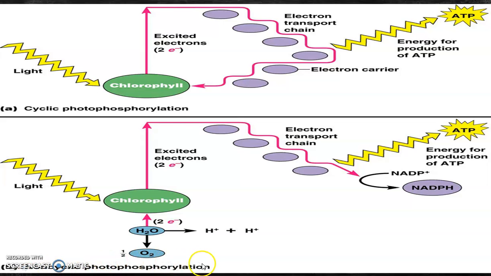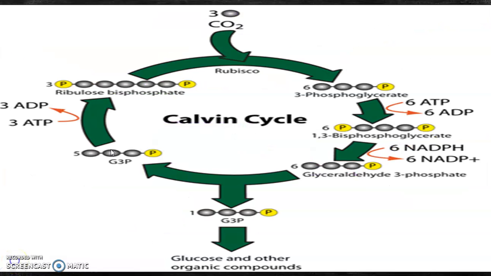Similarly, in non-cyclic photophosphorylation, the same thing happens. The light is absorbed by the chlorophyll, it gets excited and releases two electrons, and the two electrons are passed through many electron carriers, and the electron is not cycled back. But the gap created in the chlorophyll is filled with the electrons donated by the photolysis of water. So it is called non-cyclic photophosphorylation. Here NADPH is produced. So these are the two reactions of the light reaction, cyclic and non-cyclic photophosphorylation.